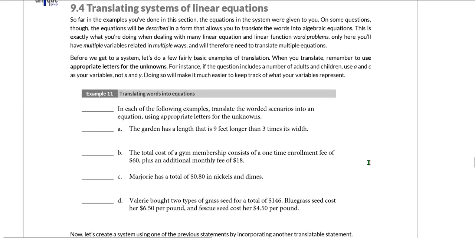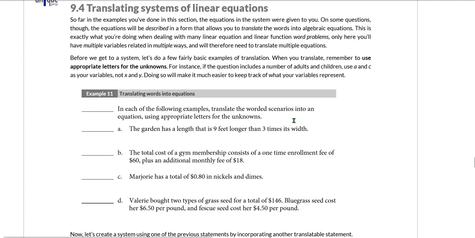On the next page, we talk about translating systems of linear equations. On some systems of linear equations questions, the equations of the lines in the system will not be given explicitly. Instead, we will need to read a word problem, and we will need to translate the words in the word problem into an equation or an expression.